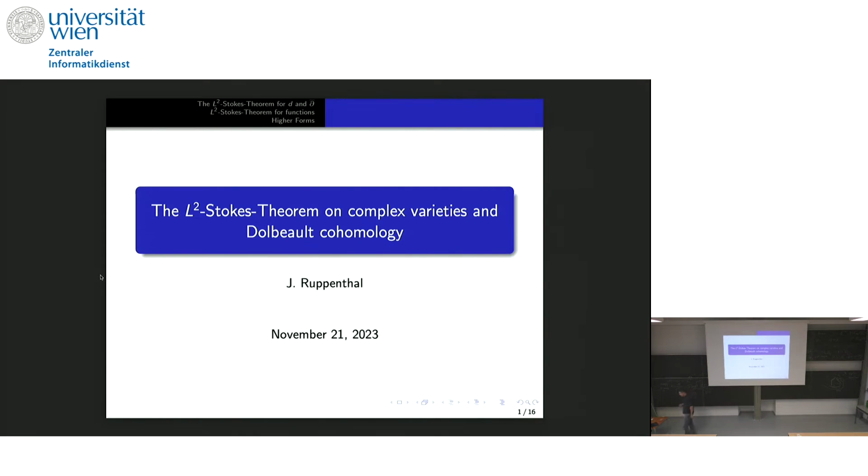I will show you some counterexamples and some ideas to overcome this problem, so that the counterexamples disappear under some assumptions. So, about the L2-Stokes theorem on complex varieties. One says that L2-Stokes holds on a variety for d bar exactly if this here is true. It will appear later again on the slides.